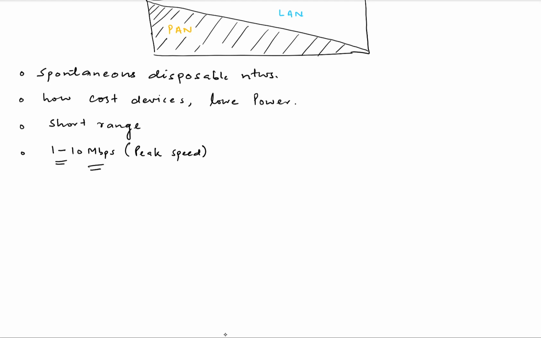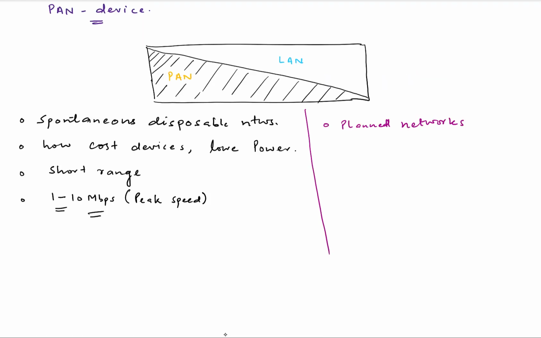And on the other side we have LAN. LANs are not disposable networks, or they are not ad hoc networks. Basically they are planned networks. They are the planned networks. And they have higher cost and high power consumption.